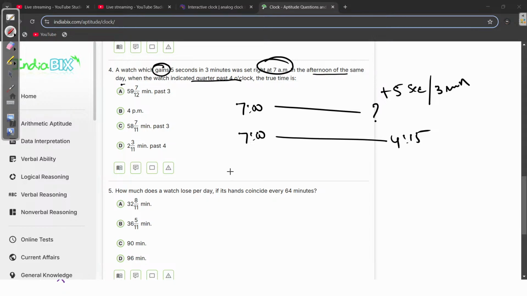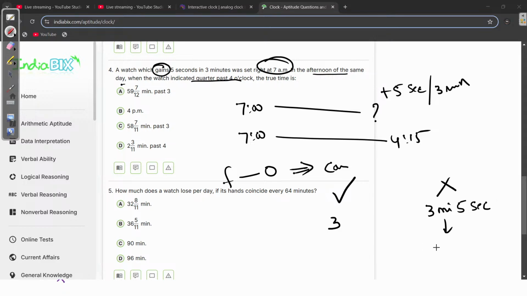Now if you know the faulty time and want to find the original, the only method here is comparison: how much in the original clock equals how much in the faulty clock. See, this is the original clock and this is the faulty clock. 3 minutes in the original clock is equal to 3 minutes plus 5 seconds extra in the faulty clock, since it is gaining. But comparing minutes and seconds is somewhat difficult. That's why we will convert everything into minutes.